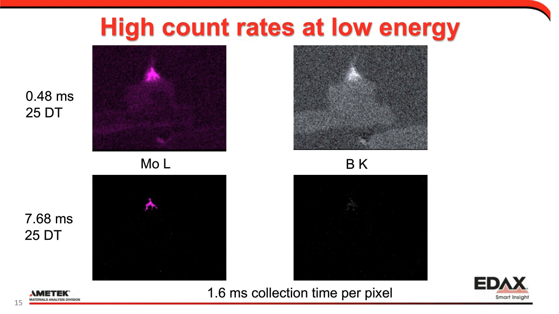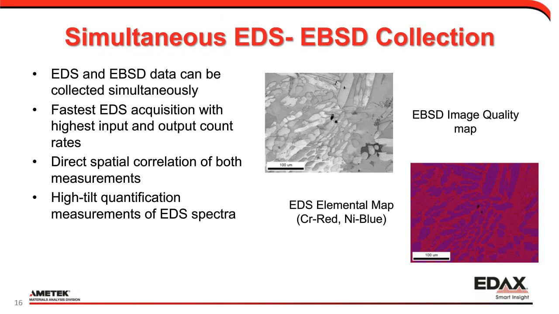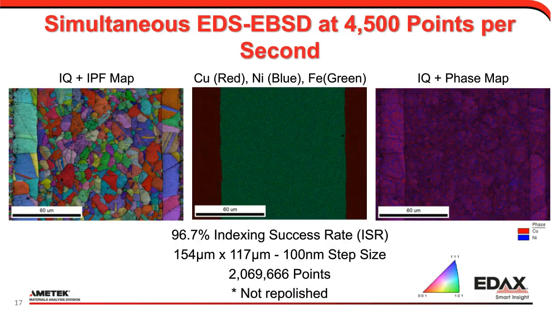And of course, this EDS performance also translates to simultaneous collection. With EDS and EBSD, we can tilt the sample, synchronize, and collect the data simultaneously. Having these fast detectors means we can get a lot of counts in and a lot of counts out under EBSD conditions. When we simultaneously collect these, we get direct spatial correlation of both measurements. Our software has very good high tilt quantification measurements available. So we can operate the EDS detector at the same maximum speeds we can operate the Velocity Super camera.